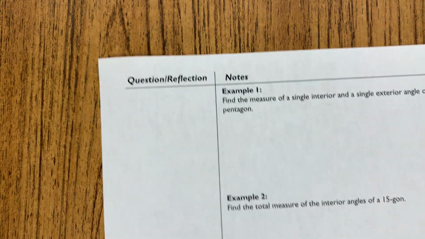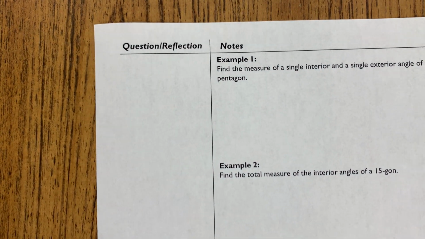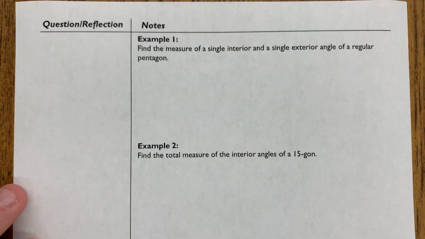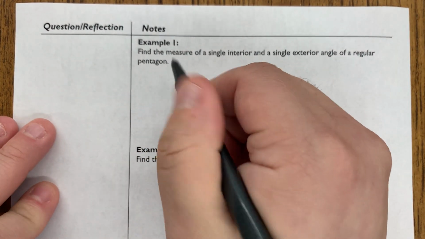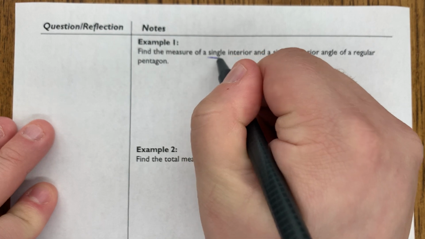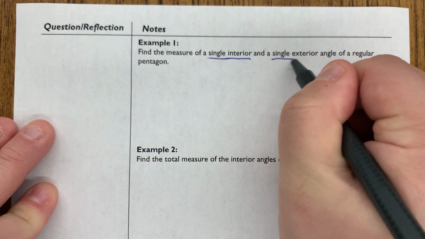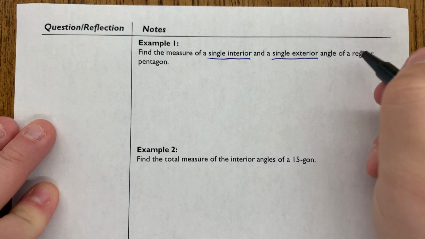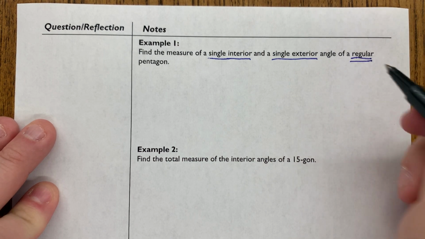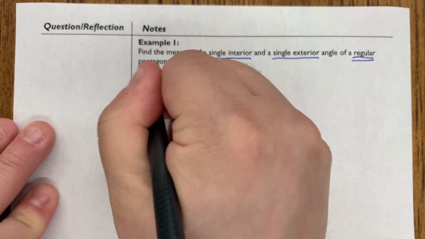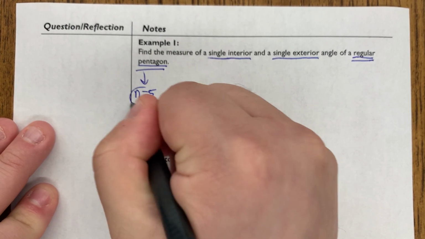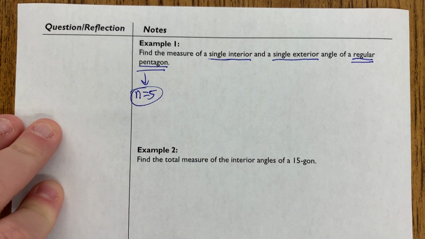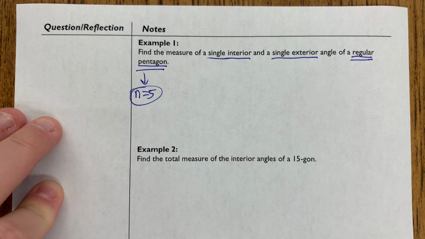As far as problems go, we're basically looking at know the names of your shapes and perform the computation correctly. So for example 1 here, we're asked to find the measurement of a single interior and single exterior angle for a regular, so that gives me a giant hint, and then pentagon, penta meaning I must have 5 sides. Now, simply build the formula and calculate away.